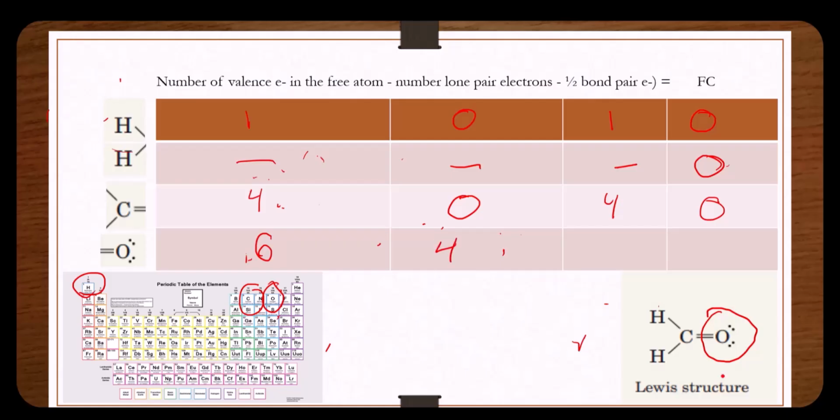Oxygen has 2 bonds, and there are 2 electrons in each bond, so that would be a total of 4 valence electrons for the bonding electrons. And we get half of those, so that would give us 2 valence electrons for the bonding electrons. So we have 6 minus 4 minus 2, which would leave us a formal charge of 0. So this is a neutral molecule, and everything checks out because there's no charge or brackets around the molecule.